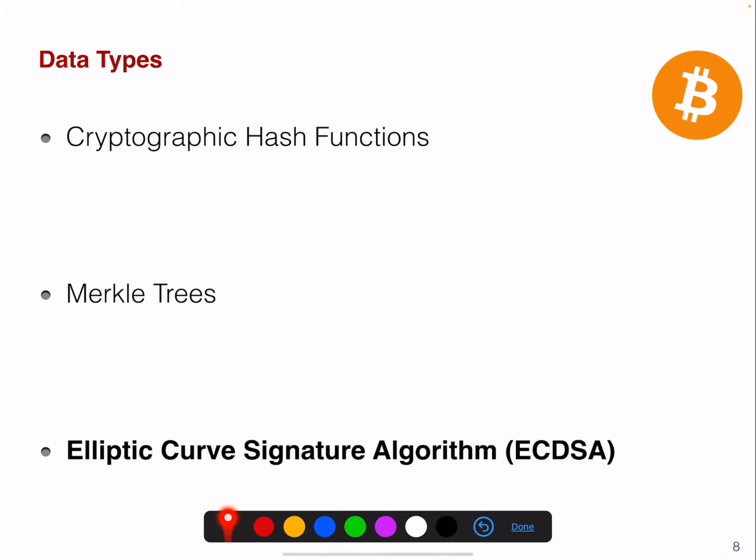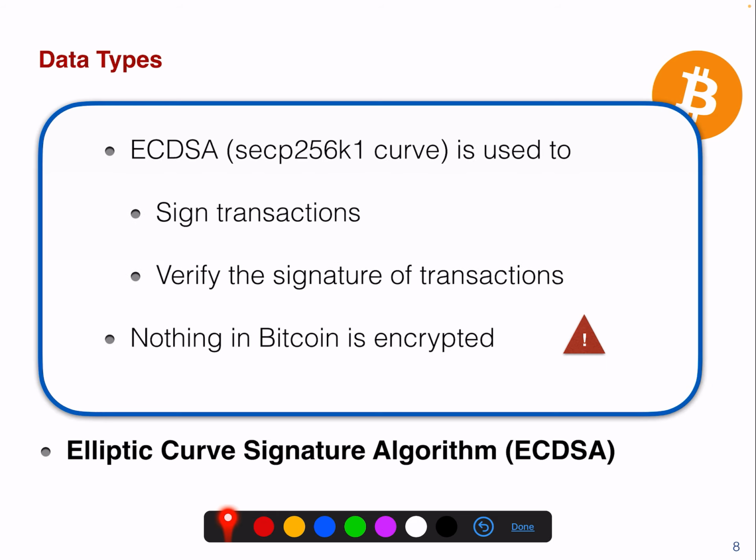Finally, the third data type we're looking at is the elliptic curve digital signature algorithm. We won't really look into the details of how this works, but for example, the secp256k1 curve is quite heavily used in Bitcoin to sign transactions. If you have a private key, you sign a transaction with it such that other people can verify that the signature is correct. Given your public key, you can verify the signature to accept the transaction.